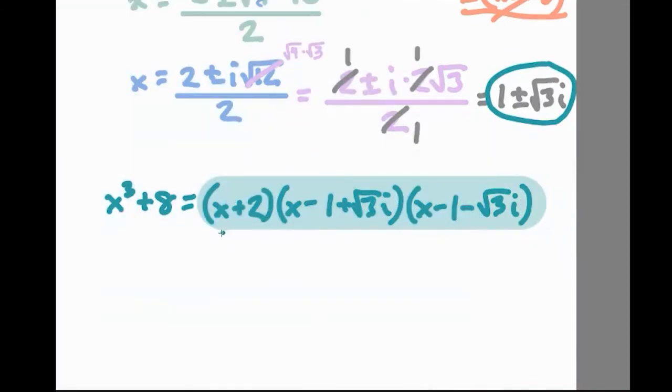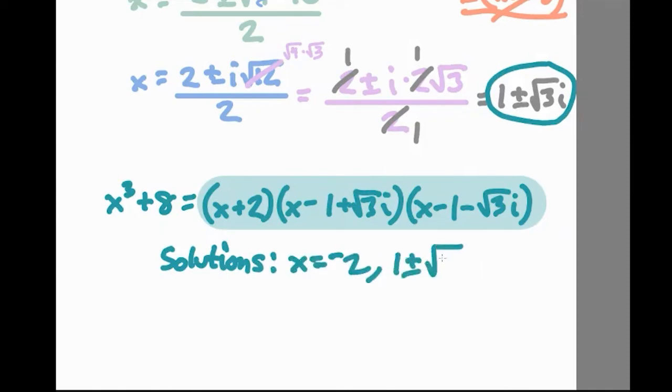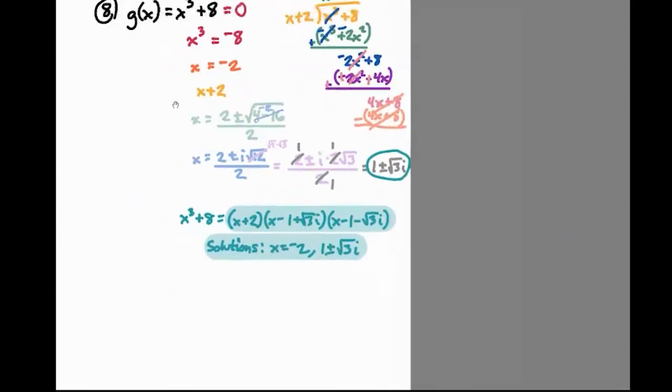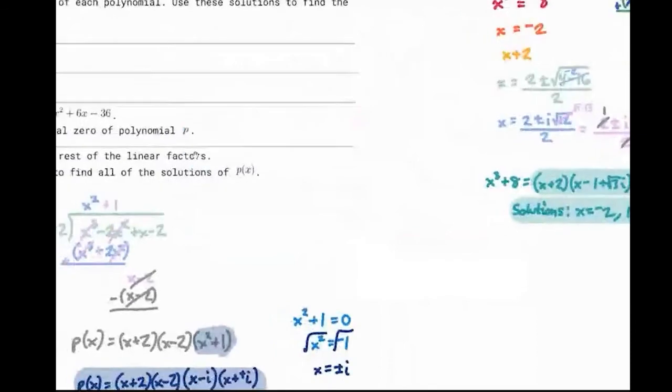And the solutions for this would be x is equal to negative 2 and x is equal to 1 plus or minus square root 3 times i. Okay. If you notice there's 3 solutions, there's 3 linear factors, so that kind of shows that we did it right. So let's move on to number 9.